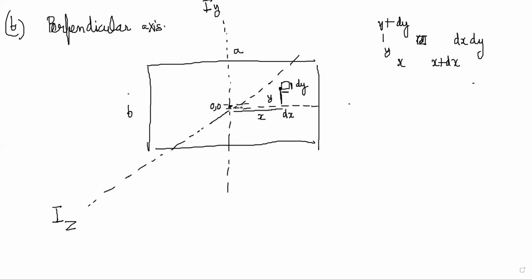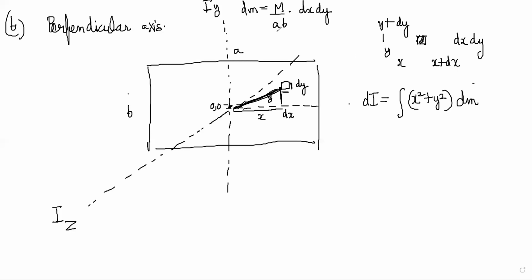Now that small element is at a distance of r from the center. So dI for that small element will be, this is my axis Iz, so I have to take the distance to the origin. So r square will be simply x square plus y square, no? And dm I have to write like this. Now think about it. My dm is basically M by ab into dx dy, right? So I'll just write that: x square plus y square, M by ab dx dy, right?